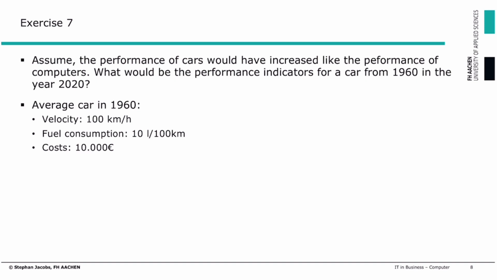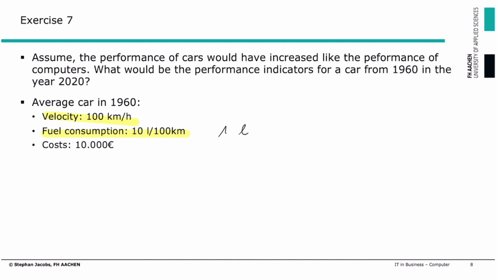The velocity of the car is approximately 100 kilometers per hour. The fuel consumption will be 10 liters per 100 kilometers, which is equal to 0.1 liter per kilometer. And the costs for the car are 10,000 euro or 10,000 D-Mark. It doesn't really matter if it's a little bit more or a little bit less.